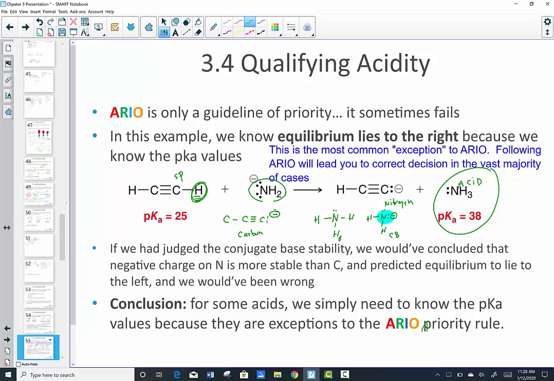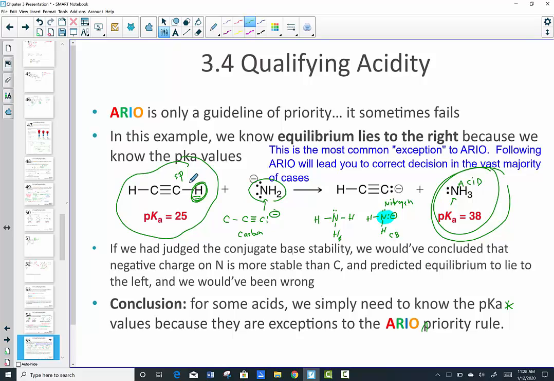I'm going to keep practicing a little bit. If you're hanging with me, I'm doing some homework problems. It says, let's use ARIO to predict the more acidic proton. Well, here we have ARIO. Let's check the atom first. The acidic proton here is on an oxygen, so we would have oxygen stabilizing the negative charge. The hydrogen here is also attached to an oxygen, so it would have oxygen stabilizing the negative charge. It's the same atom. They're both oxygens, so this is no decision.